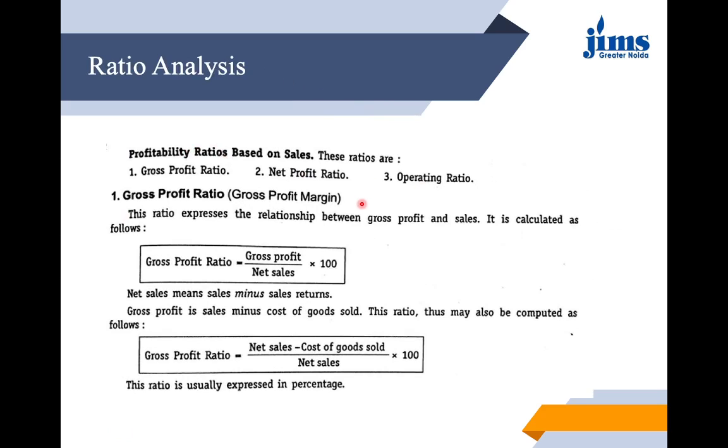First of all, GPR, the gross profit ratio, also called the gross profit margin. This ratio expresses the relationship between the gross profit and sales, and it can be calculated very simply using this formula: gross profit upon net sales into 100. Net sales can be obtained by subtracting sales return from sales. Gross profit can also be calculated by subtracting the cost of goods sold from the net sales. If the gross profit is not directly given to you, and the cost of goods sold and the net sales are given, then you can simply subtract these two and find the gross profit. This ratio is usually expressed as a percentage, which is why you see it multiplied by 100 here.